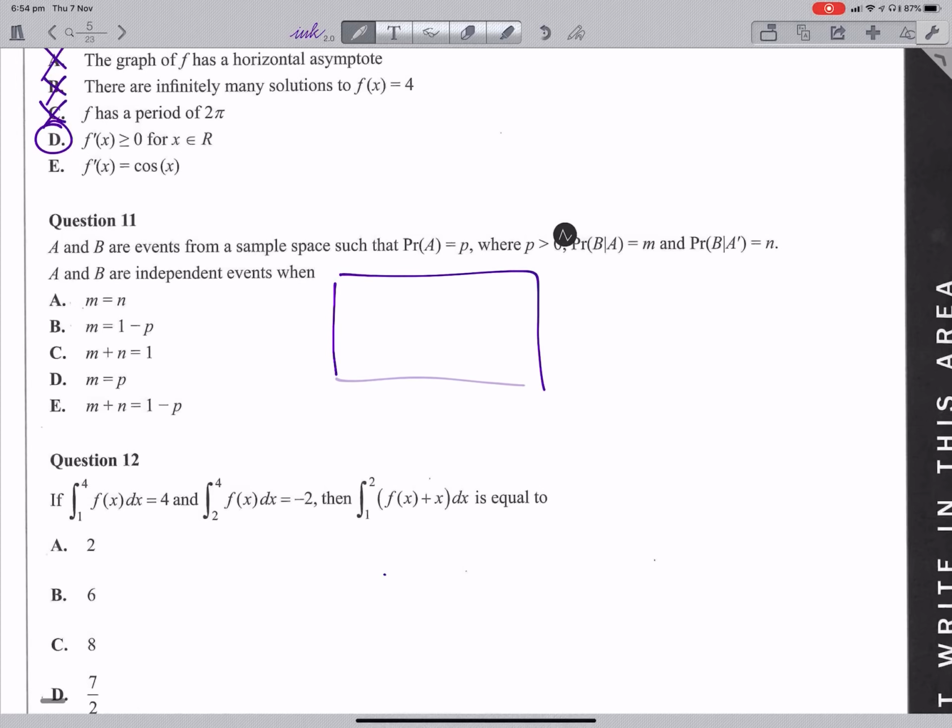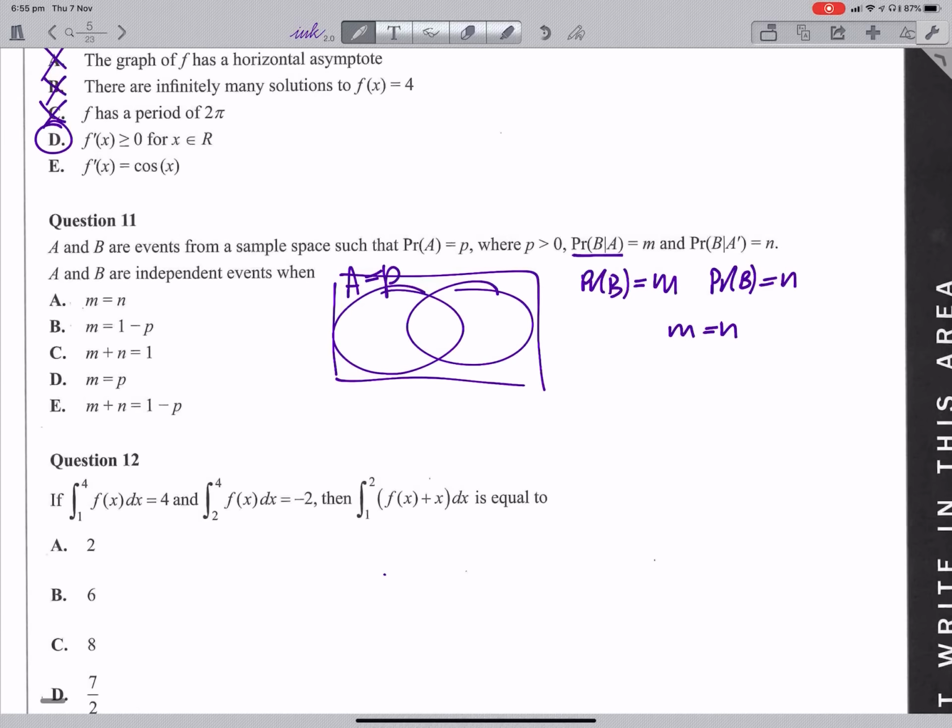A and B are events from a sample space such that the probability of A is P, where P is greater than 0. The probability of B given A is M. The probability of B given not A is N. A and B are independent events when... So independent means that they don't affect each other. So the probability of B given A would equal the probability of B, and the probability of B given not A would also equal the probability of B. So that equals M, and that equals N, so M has to equal N.